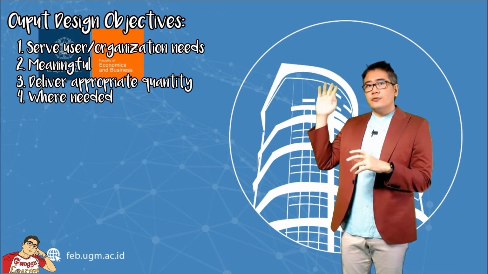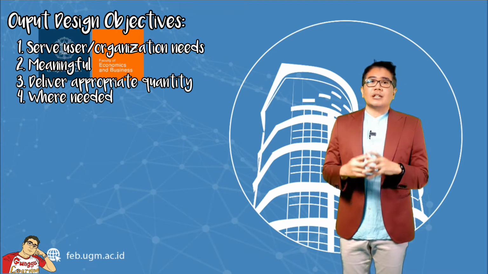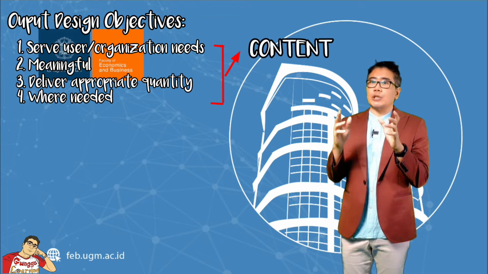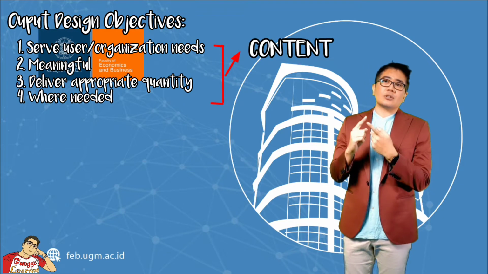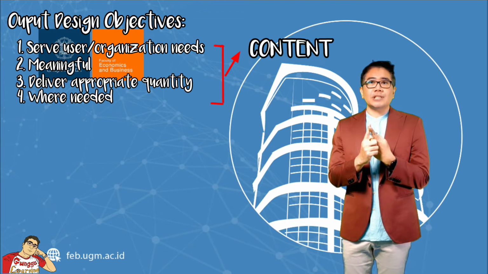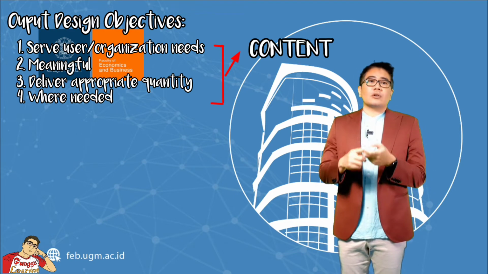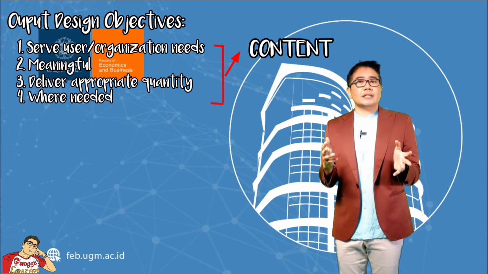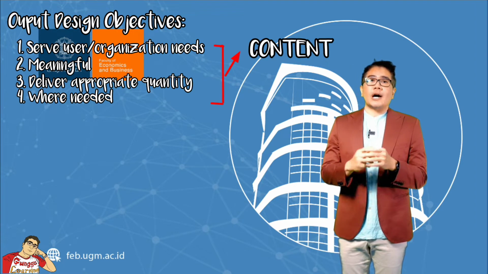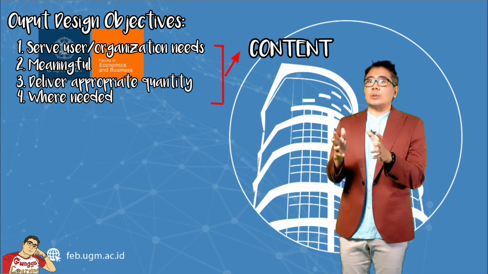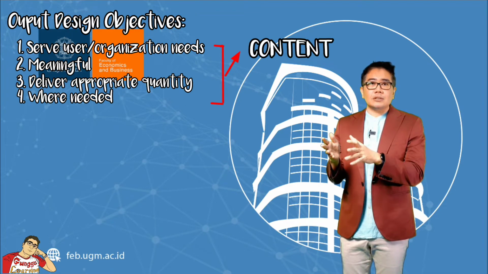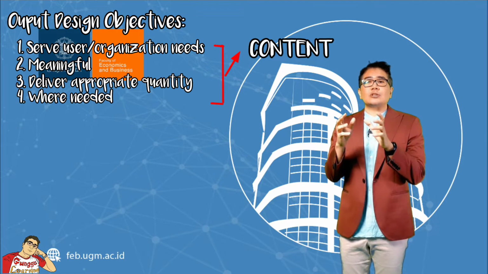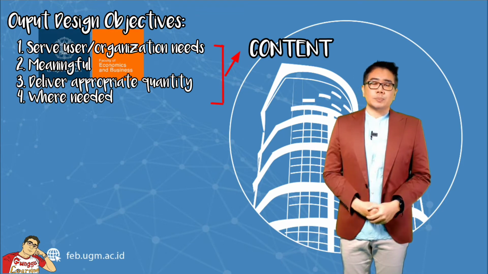Now, these four design objectives are basically based on the content of the output itself. So whether the content can fulfill the user's need or whether the content of the output is meaningful to the users, as well as the continuity of output content is available where it is needed for the users. These are all based on the content of the output.